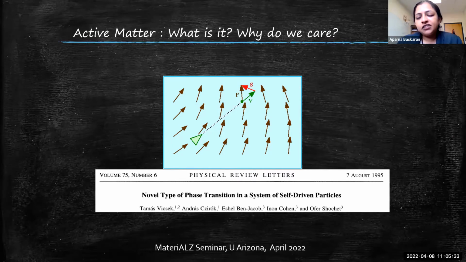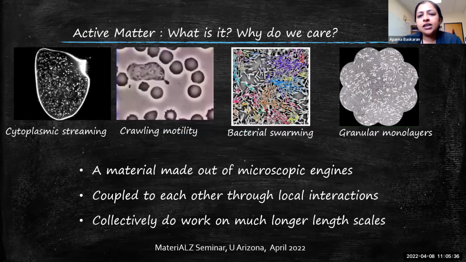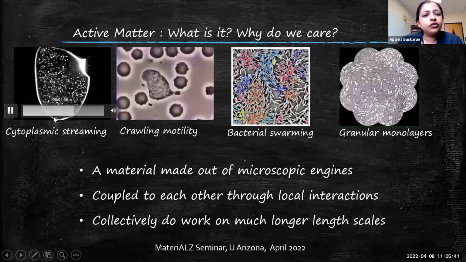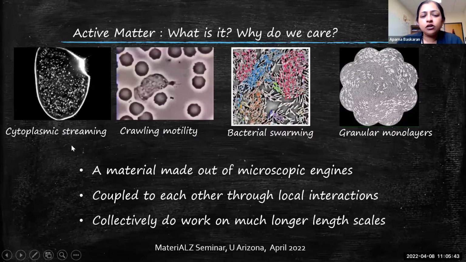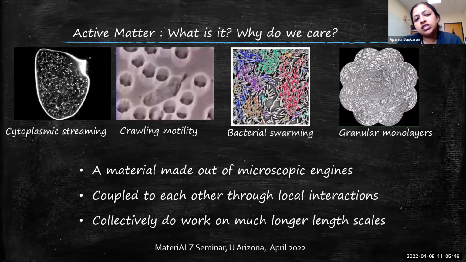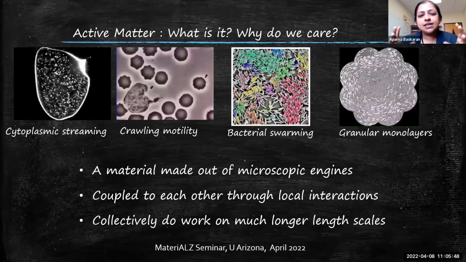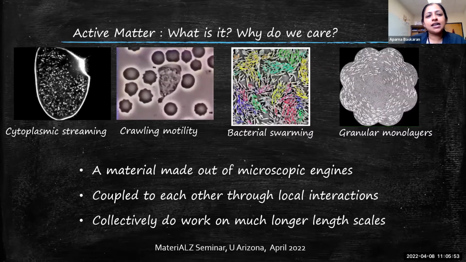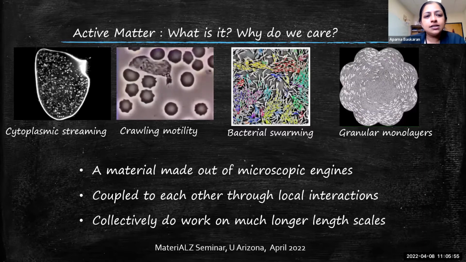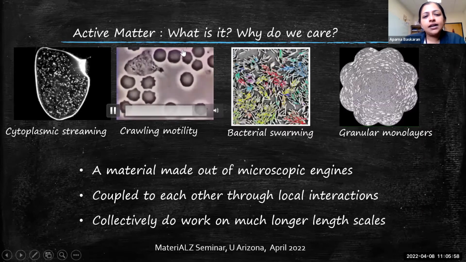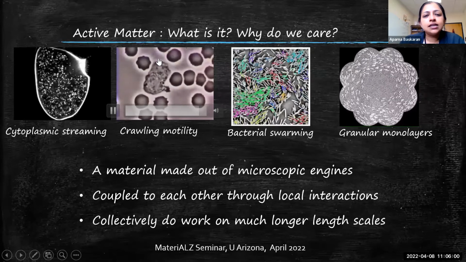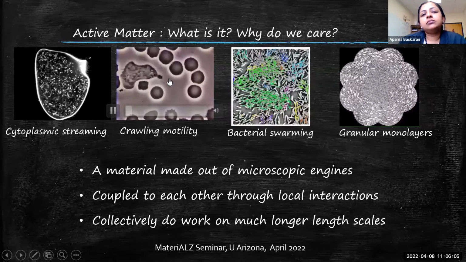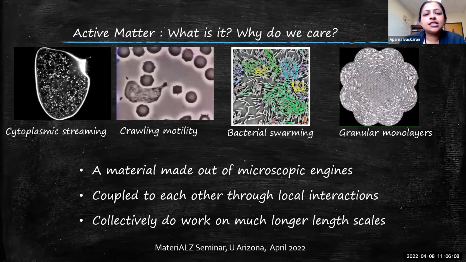But subsequently, this field has evolved to describe various systems like those in these movies that I have here. The leftmost movie over here is cytoplasmic streaming in the oocyte of a Xenopus egg. It's a big egg cell. And when it's ready to make a baby, so to speak, it can set up system-sized flows in the system. Another example that I like a lot is crawling motility of cells. This is a movie of a white blood cell, a neutrophil, chasing E. coli.